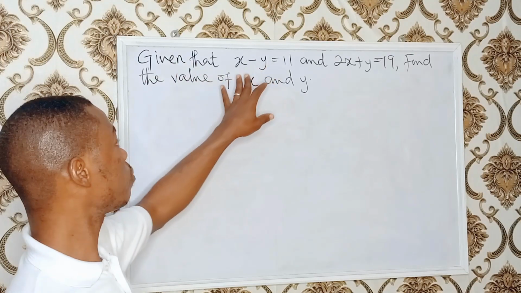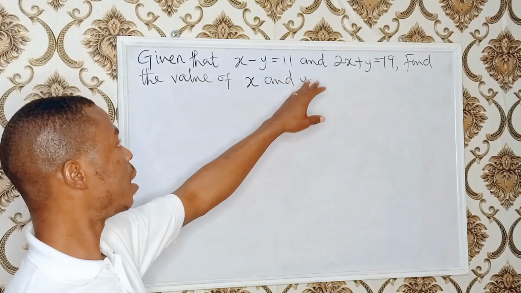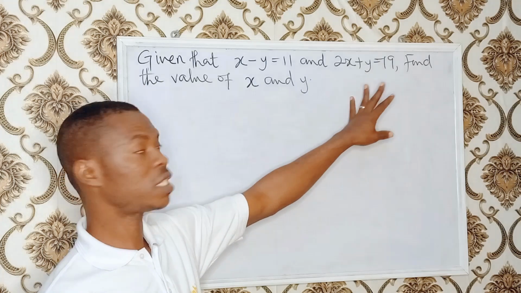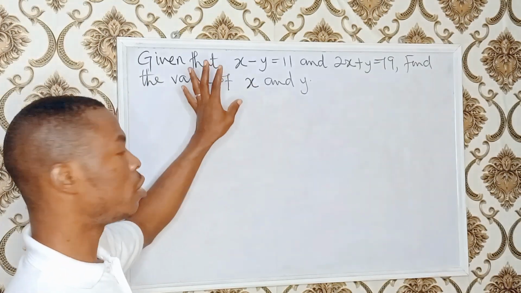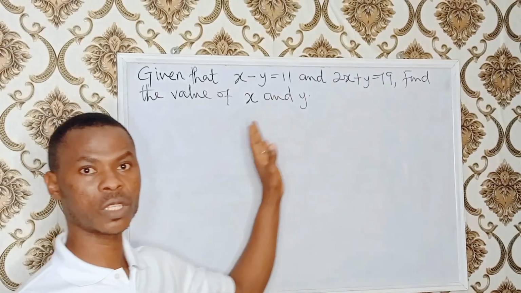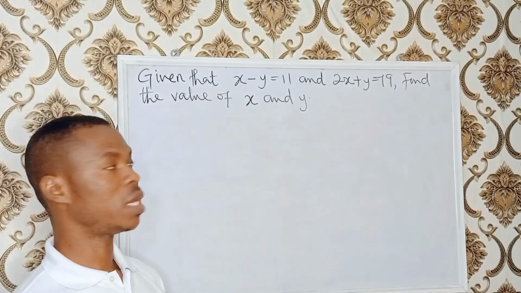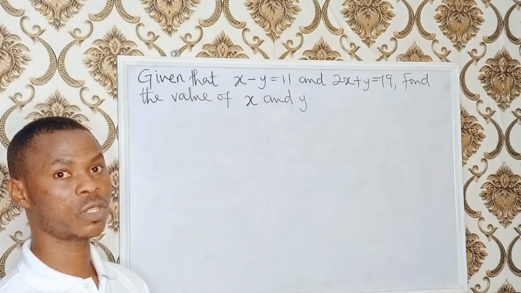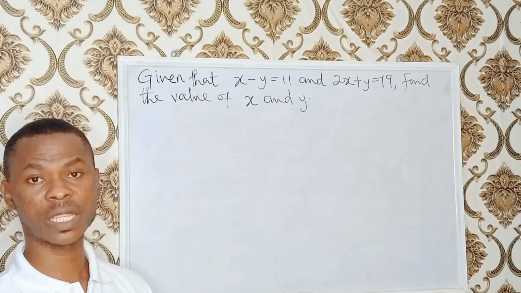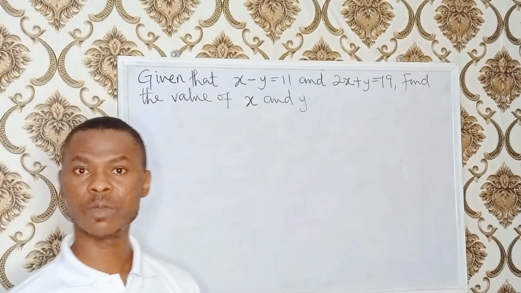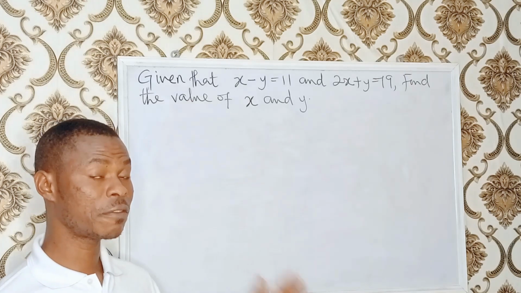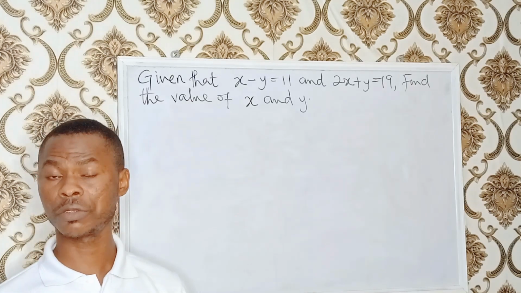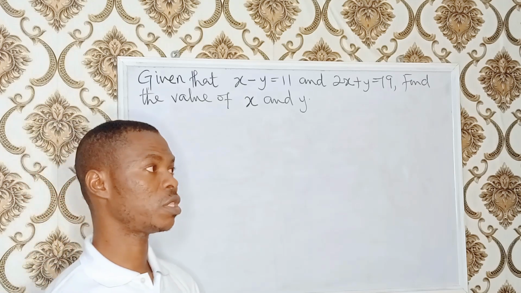that x minus y equals 11 and 2x plus y equals 19, find the value of x and y. Now, looking at this is actually what we call simultaneous equation. And for you to find simultaneous equation, we have different ways to get that. You can use elimination method, you can use substitution method, you can use graph method, you can as well use Cramer's rule, that is the use of matrices.